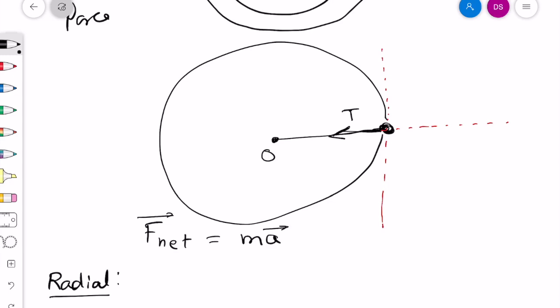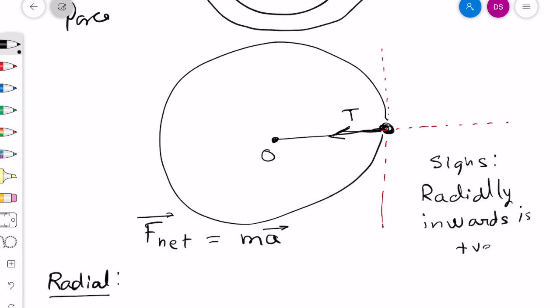Now you might remember when you're setting up Newton's laws, you need to have a sign convention. So you need to choose your signs. You need to be clear about which direction is the positive direction, which direction is the negative direction. There is an excellent sign convention that goes with this choice of axis, and that sign convention is radially inwards is positive. Plus VE is just my shorthand for positive.